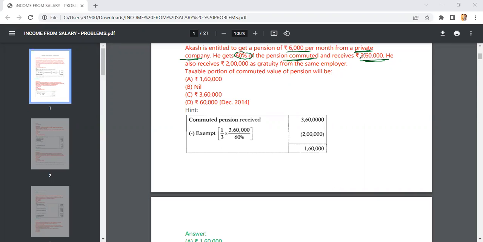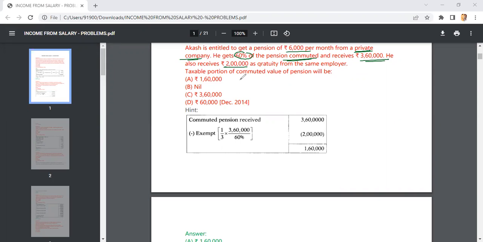Okay. So 60% of pension commuted and receives 3,60,000. So 60% pension is commuted, he is receiving 3,60,000. And apart from this, he also received 2 lakh as a gratuity from the same employer. So he's working under the same employer. He receives the pension. Along with the pension, he receives the gratuity too. So he's receiving the gratuity, that is 2 lakh rupees.